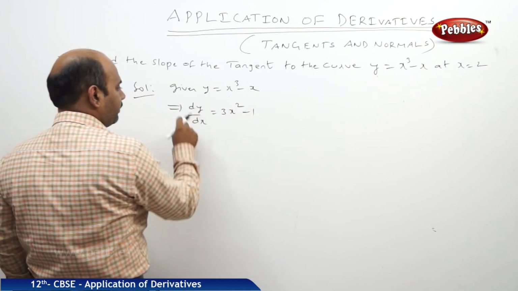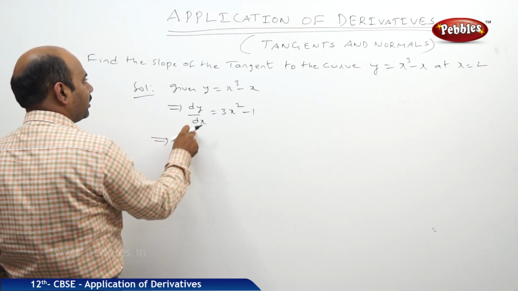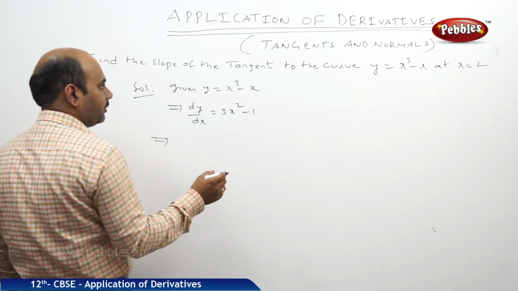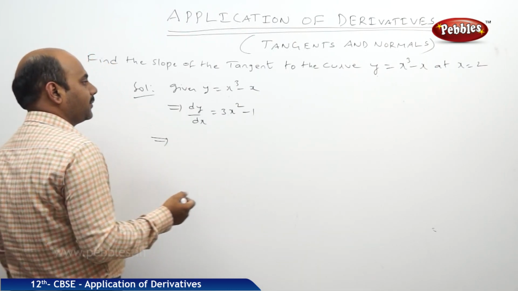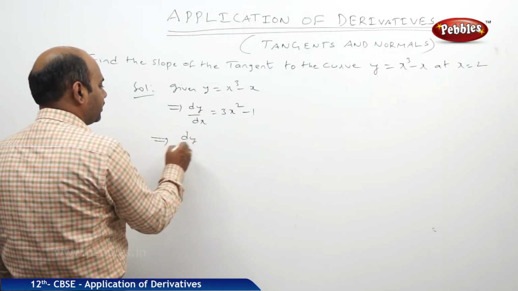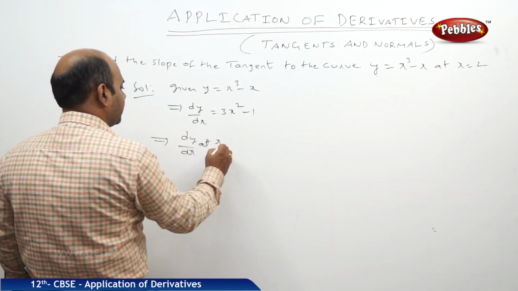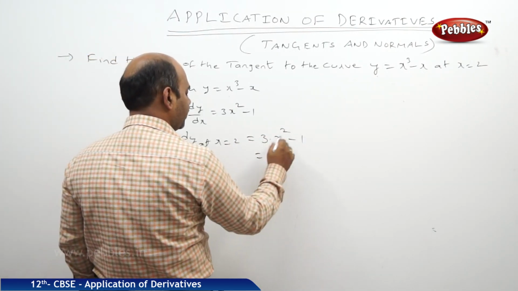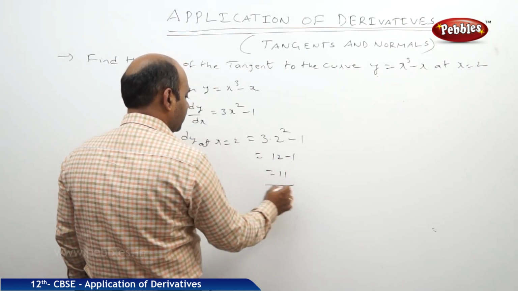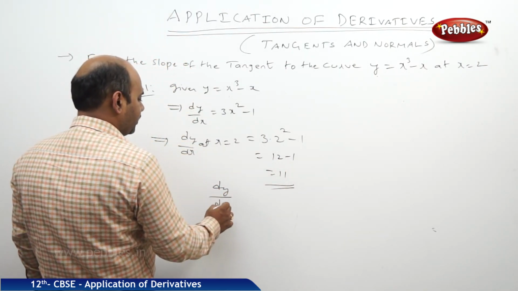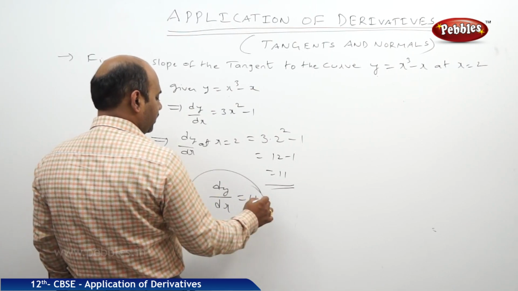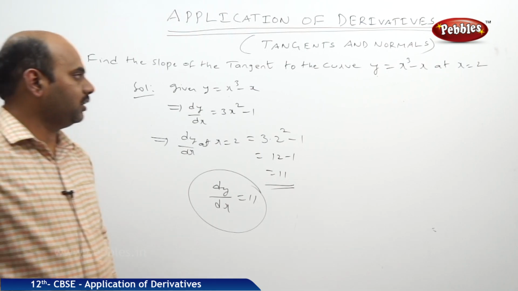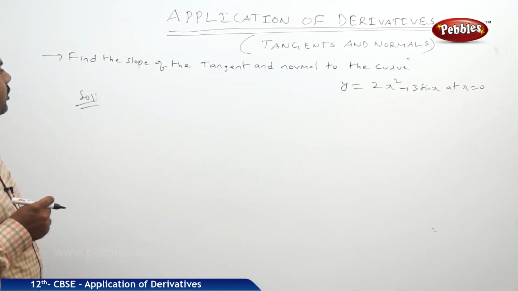Now dy by dx always represents slope, but we are required to find the slope of the tangent to the curve at the point x is equal to 2. That means wherever we have x, we need to substitute that value. So dy by dx at x is equal to 2 is 3 into 2 square minus 1. That means 3 into 4, 12. 12 minus 1 is 11. Therefore, the slope of the tangent to the curve, which is given by dy by dx, is 11. Right.